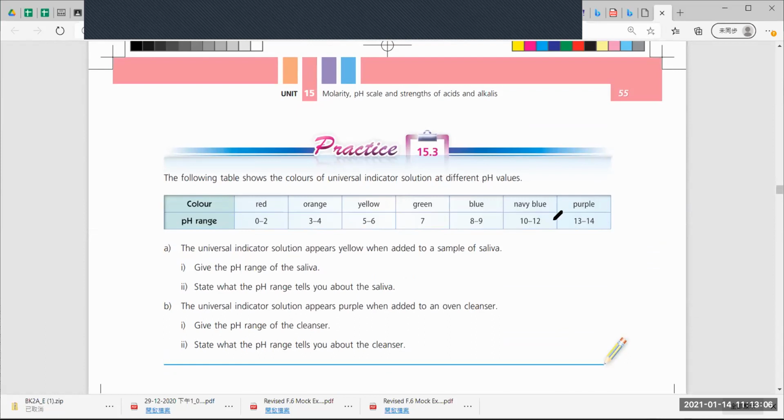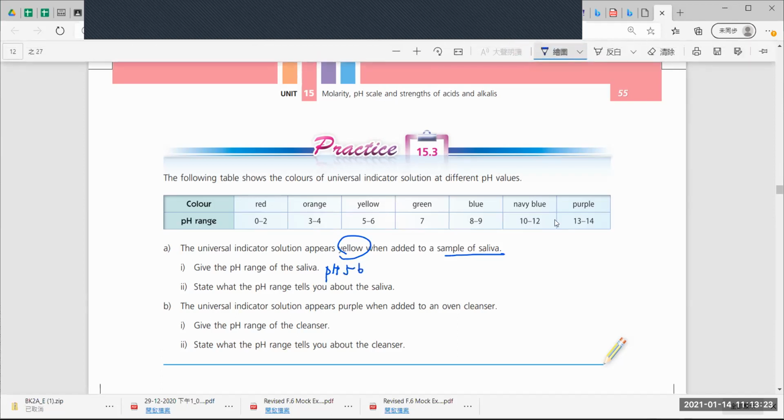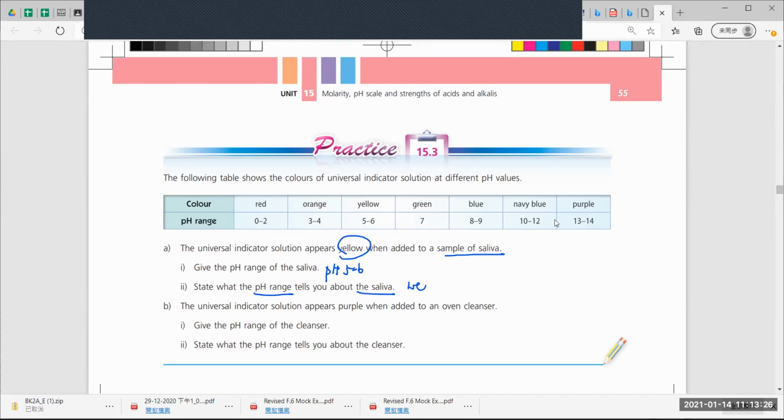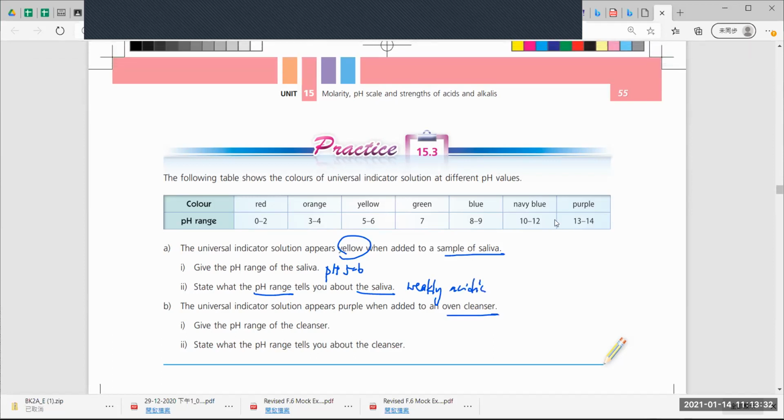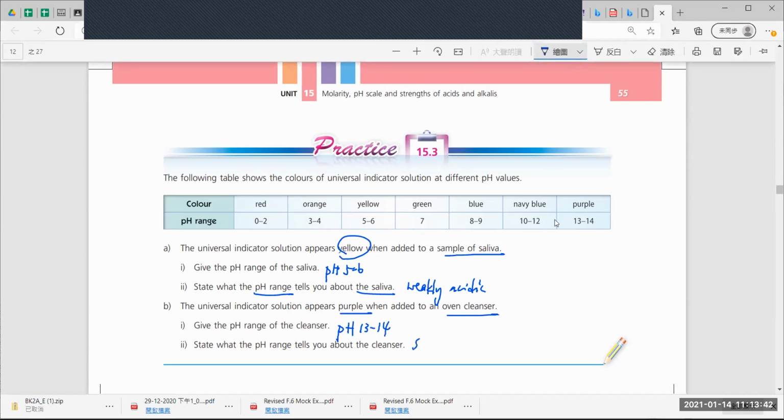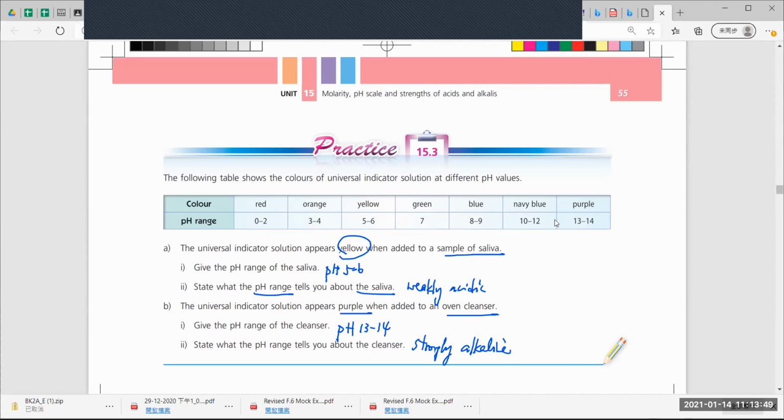For the pH range of saliva, the indicator should be yellow when it enters the sample saliva. The pH range is about 5 to 6. So what does the pH range tell you about saliva? This is weakly acidic. But the oven cleanser, if it changes the universal indicator to purple, which means the pH is becoming 13 to 14, the solution is strongly alkaline. It's highly alkaline. Okay? Can you get the point?